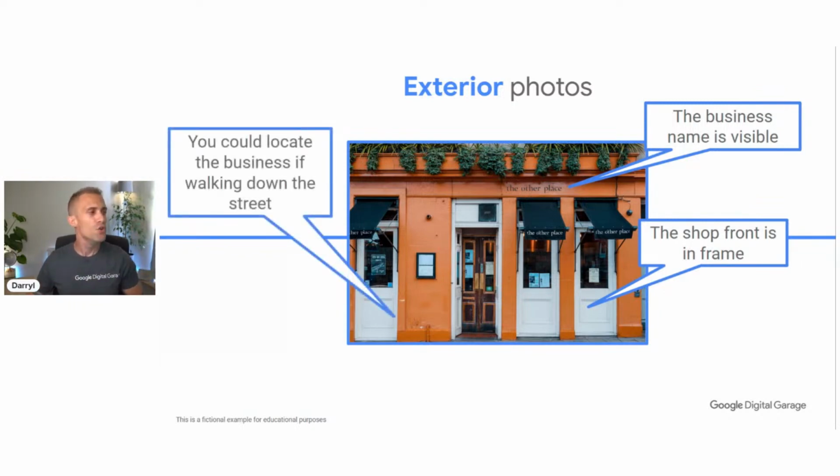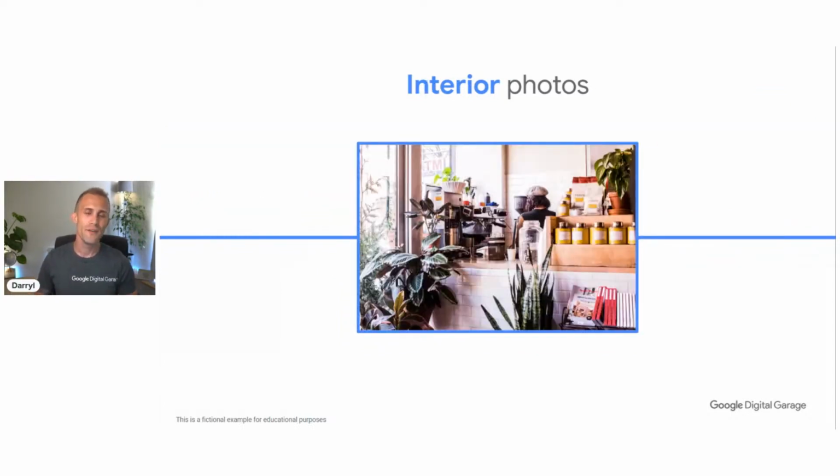Last but not least, you could locate this business if you walked down the street. That's essentially the picture we're looking to paint. Once they come across this, they know exactly what it looks like once they get to your business in person. Next up is the interior photos.